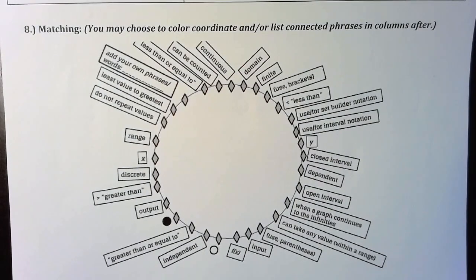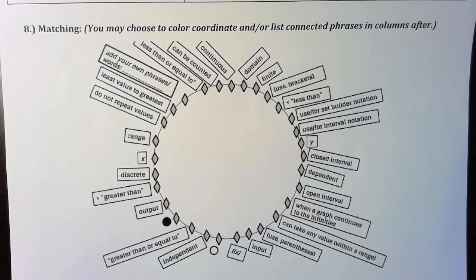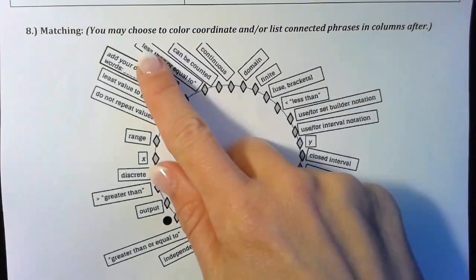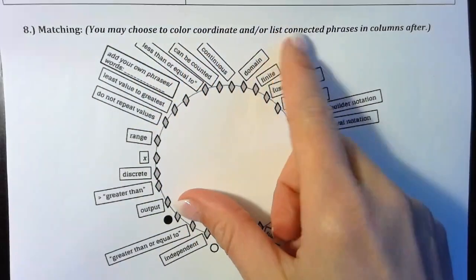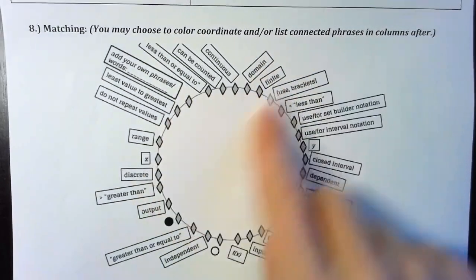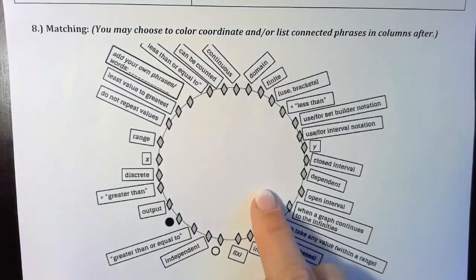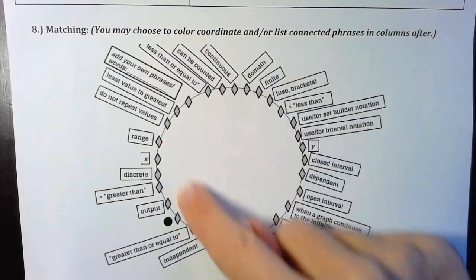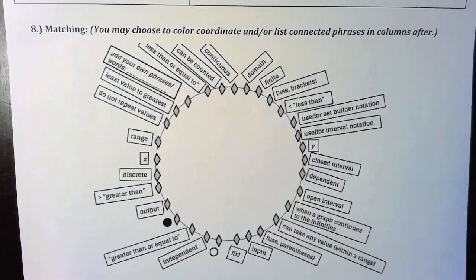All right, next thing that we have is matching, but this matching got heavy crazy, and there's a lot of words and phrases that we need to organize in our heads. So it started off as just a few, and it got more and more and more. So that's why I wrote, you may choose to color coordinate and or list connected phrases in columns after. So maybe you start off by playing around, reading it, and connecting things to each other. But remember, you don't have to have just one pair. Things can be connected. There could be a triangle of information. There could be a whole list of information.